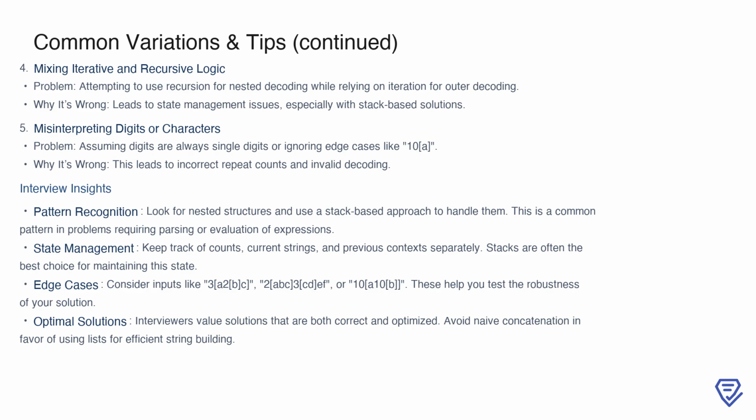Finally, don't forget to test edge cases rigorously. Inputs like 3[a2[b]c], 2[abc]3[cd]ef, or 10[a10[b]] are excellent for evaluating the robustness of your solution. Remember, interviewers value solutions that are both correct and optimized, so avoid naive approaches like direct string concatenation. Instead, use efficient techniques like lists for building your result.